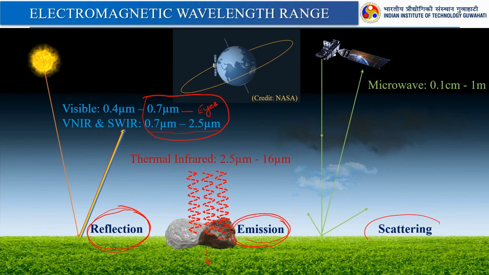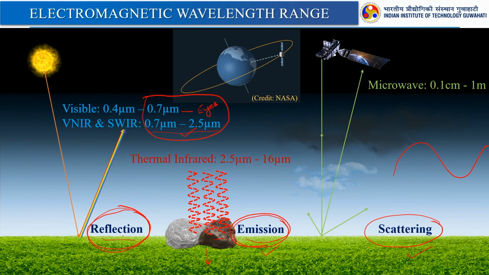Now, the next domain is the microwave domain. Here, we measure the back scattering, and the wavelength ranges from 0.1 centimeter to 1 meter, and here the wavelength is long. If you remember the previous slide, in the reflective domain the wavelengths are comparatively shorter than thermal, than microwave. So this is the longest wavelength we have in remote sensing, and because of the longer wavelength region, we have some advantage over emission and reflection that we will discuss in coming slides.